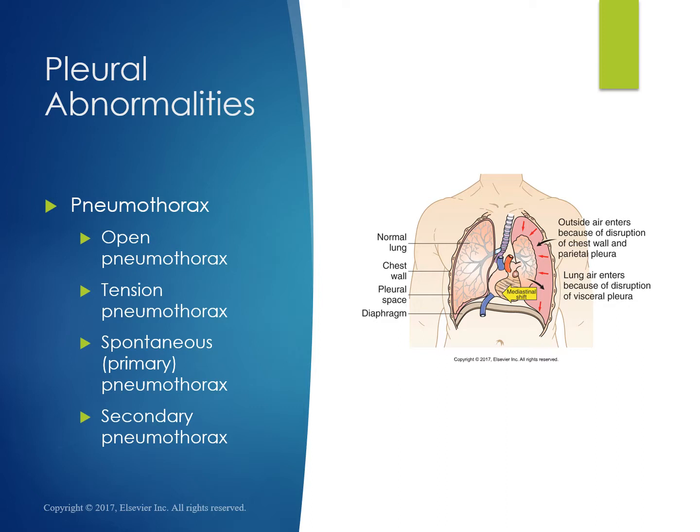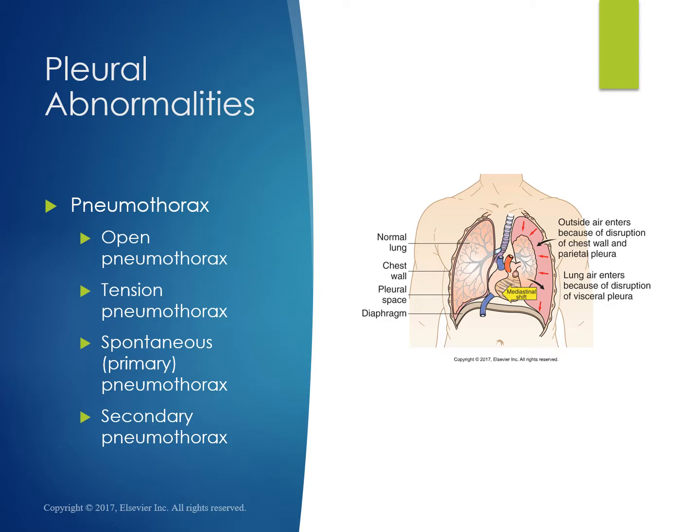Secondary pneumothorax can be caused by chest trauma, such as a rib fracture or a stab or bullet wound. Iatrogenic pneumothorax is most commonly caused by transthoracic needle aspiration, which obviously is done by us.